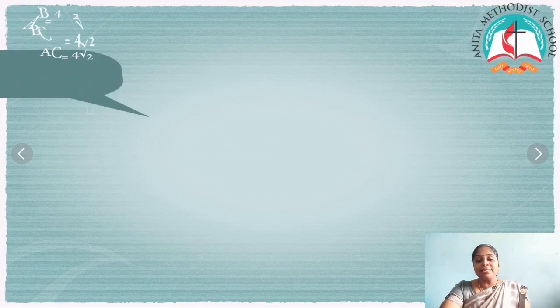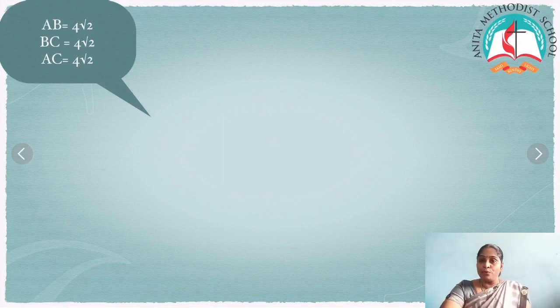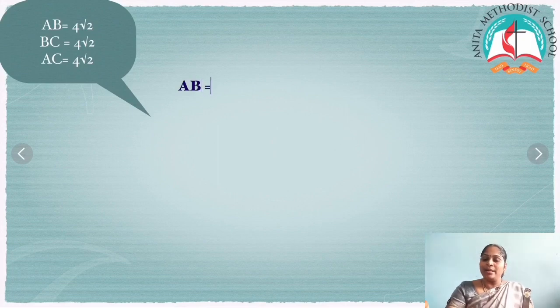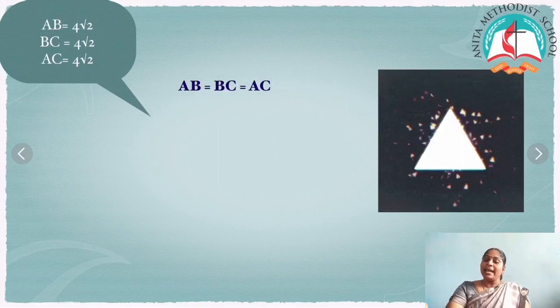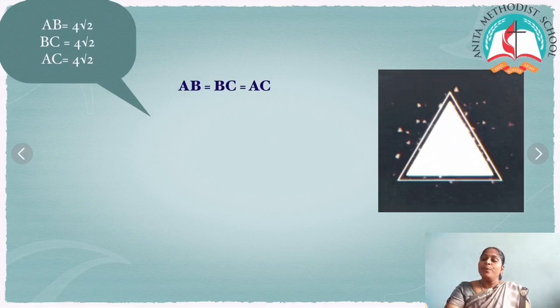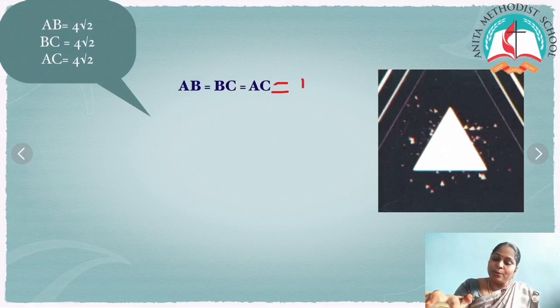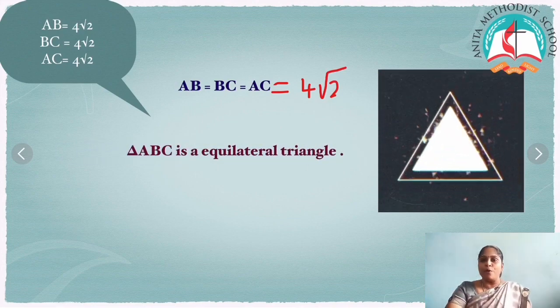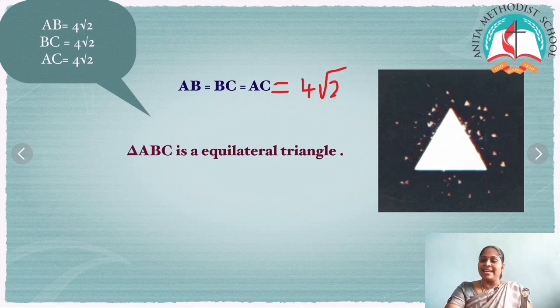What are the three sides? AB is 4 root 2 and BC, distance of BC is 4 root 2 and distance of AC also 4 root 2. So all the three sides are equal here. So AB equal to BC is equal to AC is equal to 4 root 2. Therefore, the vertices form an equilateral triangle.